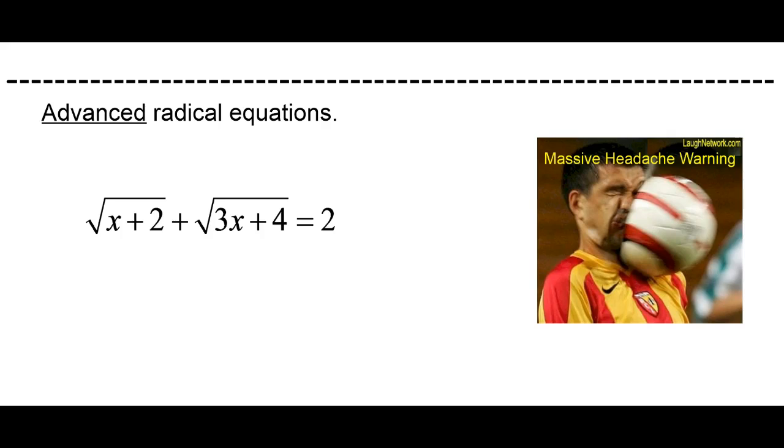Well, here's the advice that I give you. Isolate whichever is the more complicated root. So in this case, if I look at these two roots, the one that looks more complicated looks like that one with the 3x plus 4 in it. So I'm going to isolate it. That means I'm going to take the square root of x plus 2 and move it over to the right. Subtract it from both sides so it ends up on the right side of the equation instead of the left.